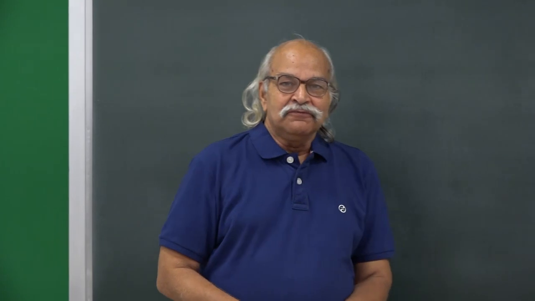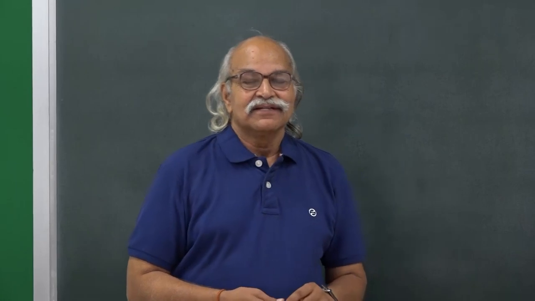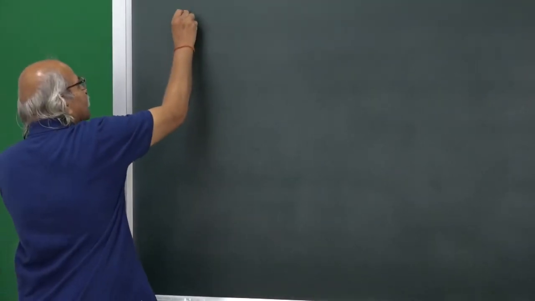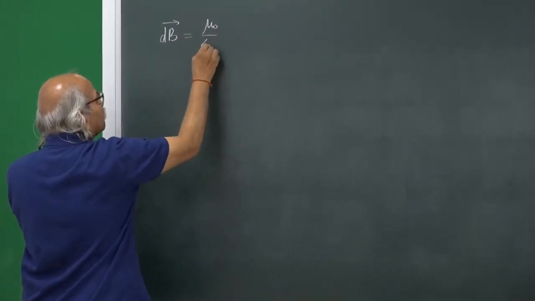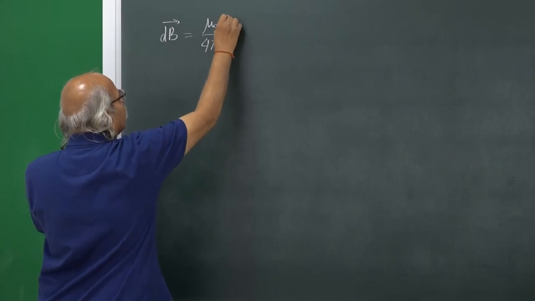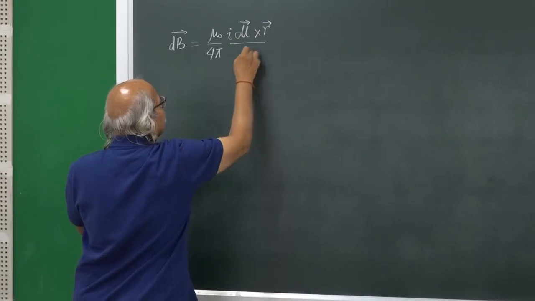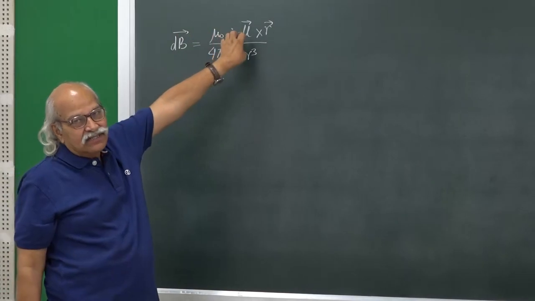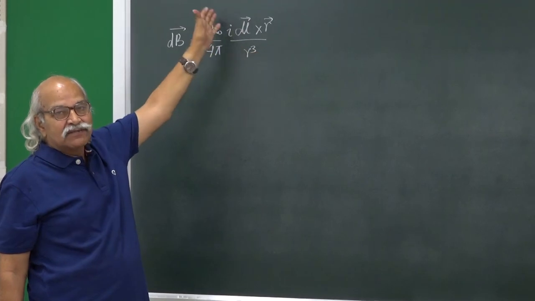So, we were talking of magnetic field due to currents, and to calculate that we have our favorite Biot-Savart equation, and that is for a current element dB is mu naught by 4 pi, I dl cross r divided by r cube. And this is for a linear current.